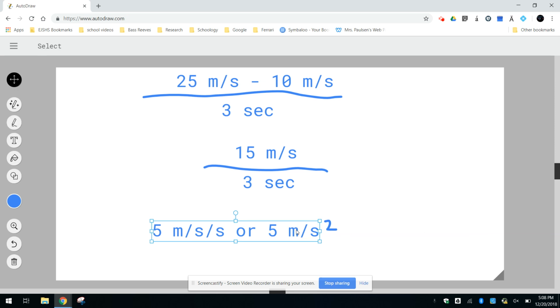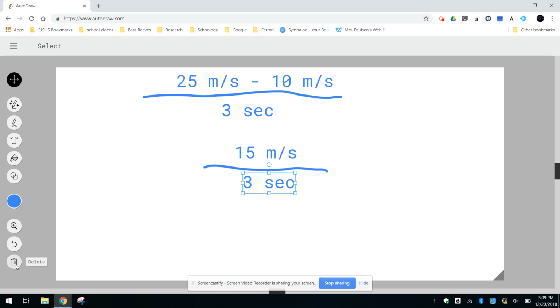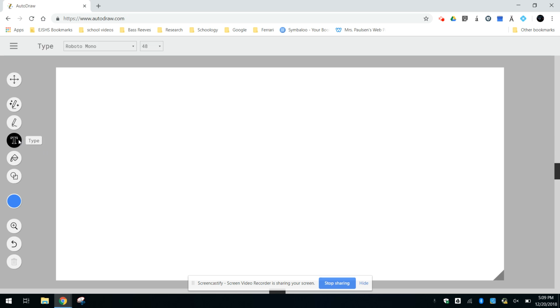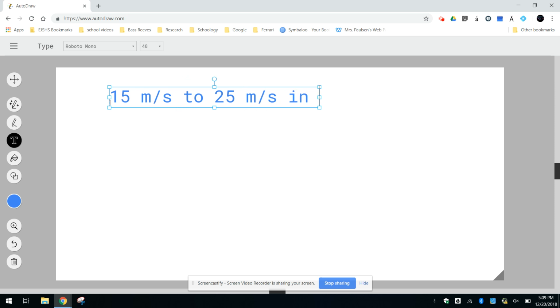Alright, so why don't you guys try one? So I'm going to write this down. Find the acceleration of the car that is accelerating from 15 meters per second to 25 meters per second in 2 seconds. Figure this one out.